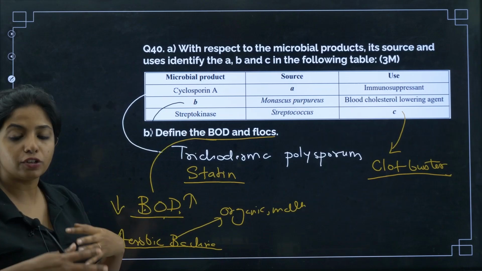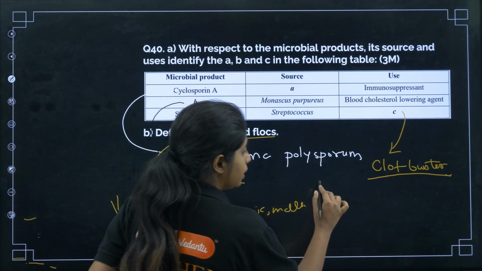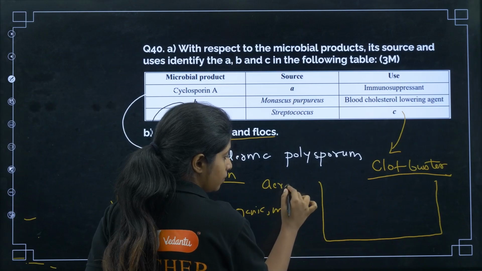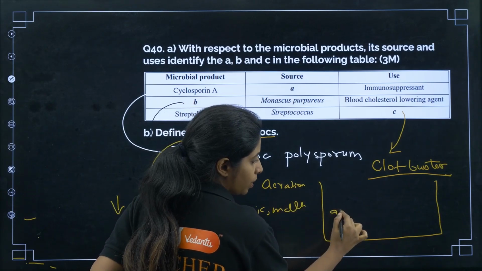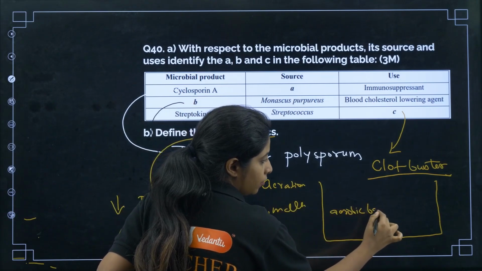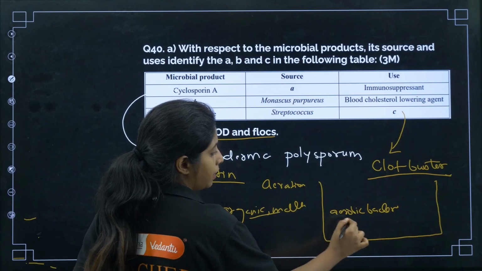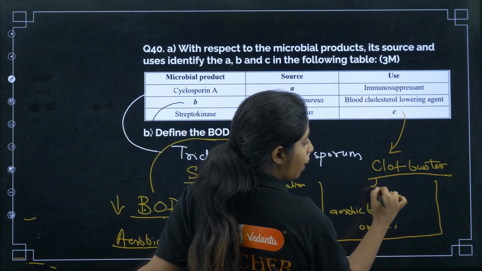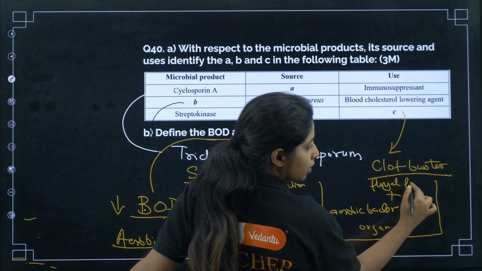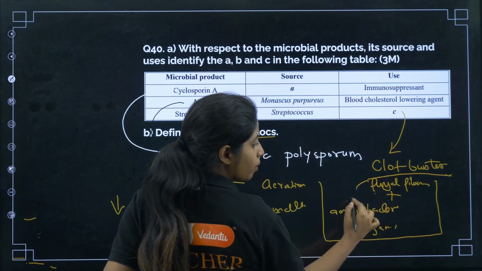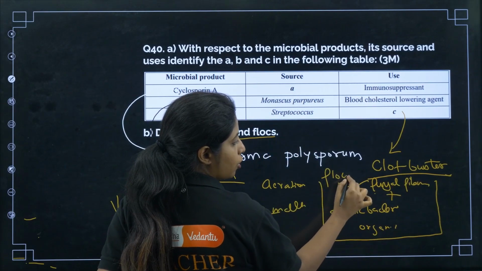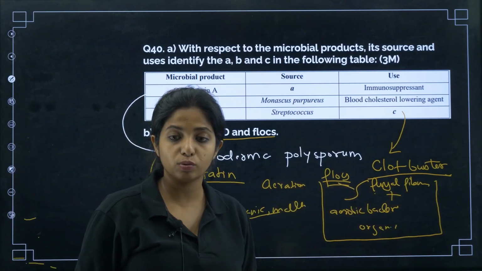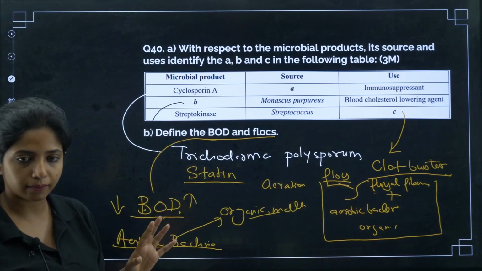Okay. Now, what is Flocks, my dear children? So, when you do sewage treatment, right? You put the organic matter and everything into a tank, that is the aeration tank, where you add aerobic bacteria, okay, to break down this organic matter. Now, the aerobic bacteria teams up with fungal filaments and all, and they form a mesh-like structure that is known as Flocks, which is rich in these bacteria and fungal filaments which break down the organic matter. So, that's a good thing.